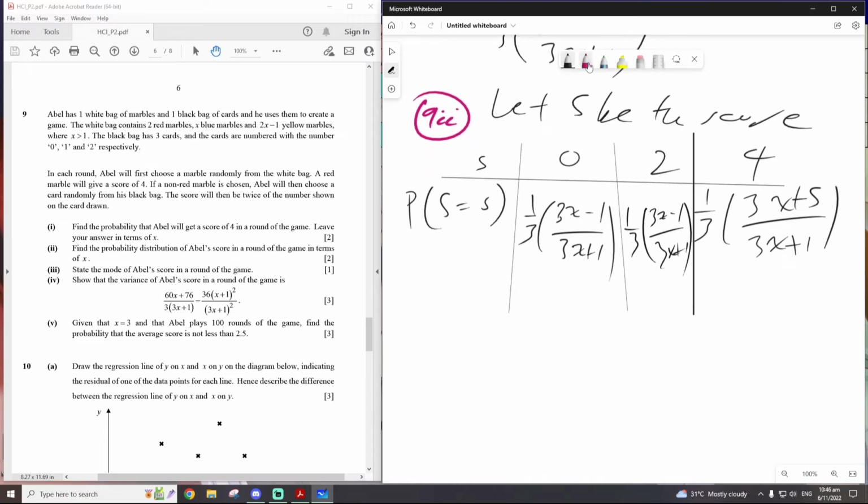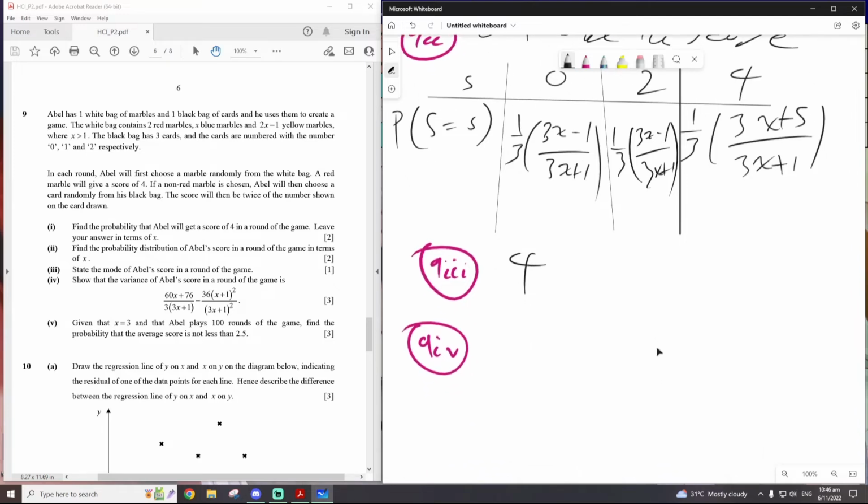State the mode of Abel's score. So that is just the most common value. And I think it's quite obvious that the modal score will be 4. Show that the variance, okay, this one is kind of annoying. It's just asking you to show that you know what is expectation and variance.